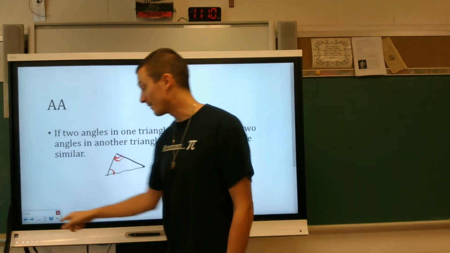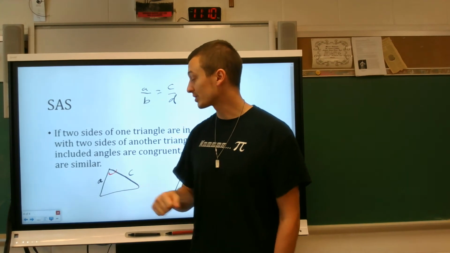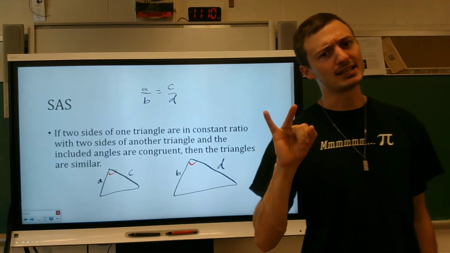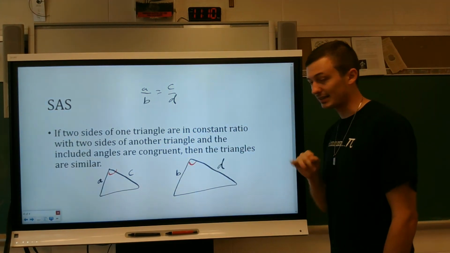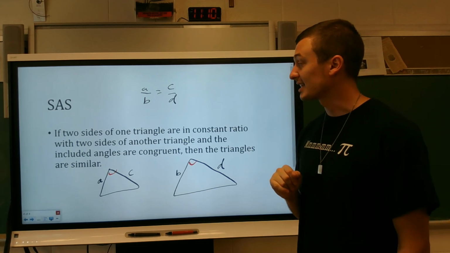So angle, angle, I have those three angles. Side, side, side, I have all three sides. Side, angle, side, I have two sides and the included angle. And that's the last one.